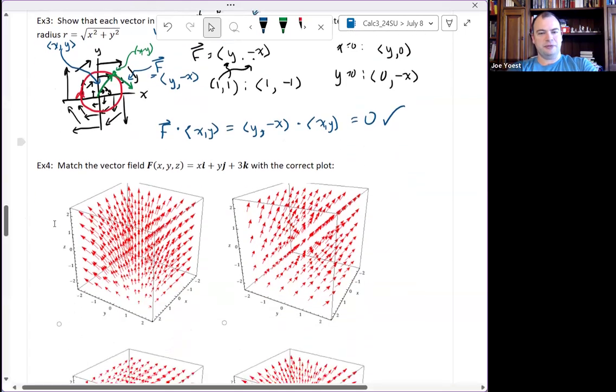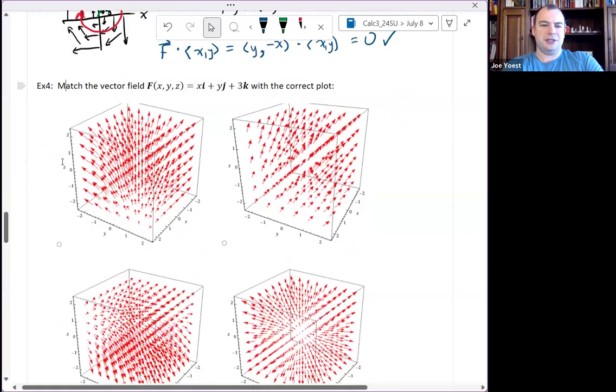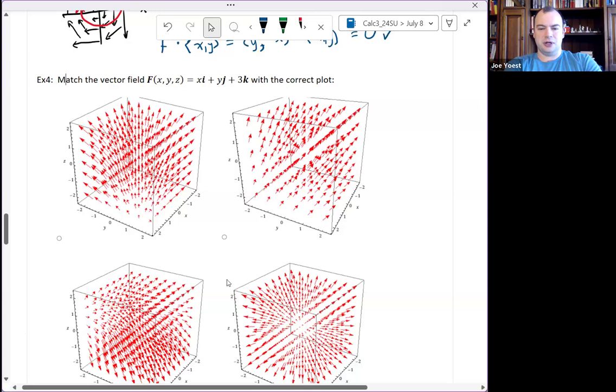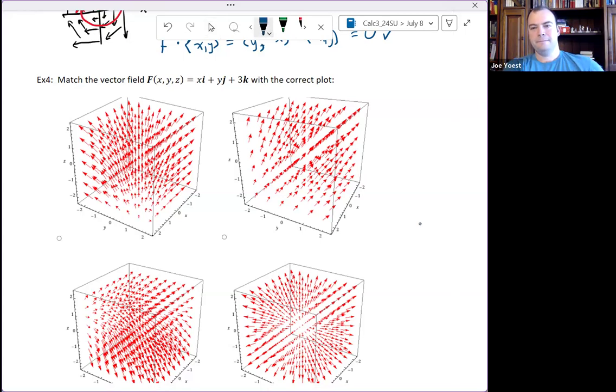Okay, so let's look at a couple of 3D vector fields. We're certainly not going to try to draw these because they're messy enough to interpret when looking at the computer graphics. But we will try to match up a couple of vector fields to these 3D plots. So let's consider the vector field f of x, y, z, 3 dimensions now, is xi plus yj plus 3k. So f's x component is x, its y component is y, and its z component is 3.